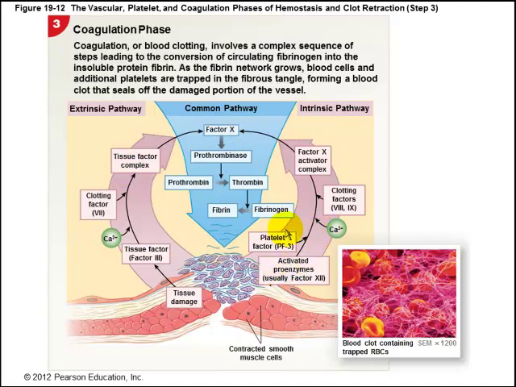Notice you still need calcium, you need some platelet factors, you need some other clotting factors, and you've got some more factor 10. Once you have factor 10 activated, the prothrombinase converts prothrombin to thrombin. Thrombin converts fibrin to fibrinogen.